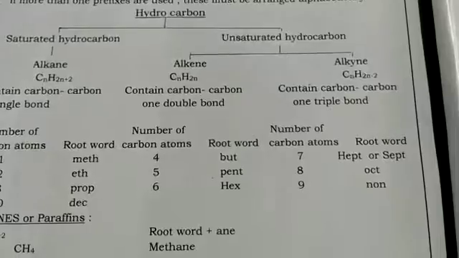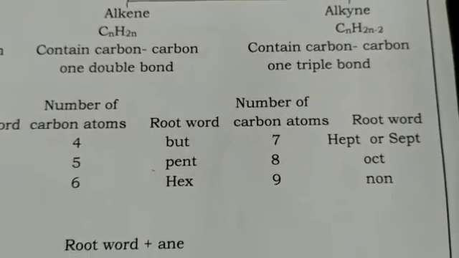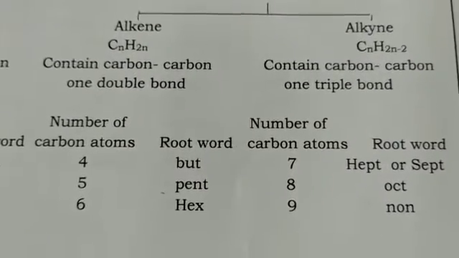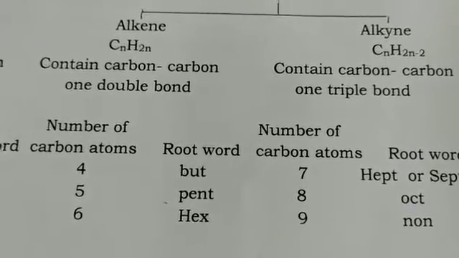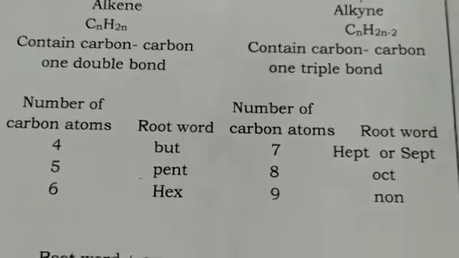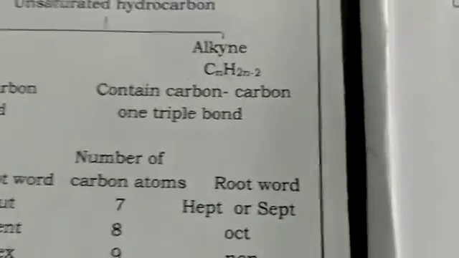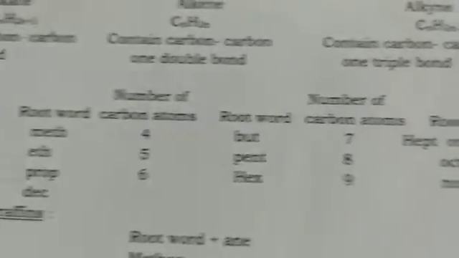That means a sigma bond. When we consider alkene, at least one carbon-carbon double bond should be present. Suppose alkadiene means 2 double bonds are present. The general formula is CnH2n. When we consider the alkyne, it contains one carbon-carbon triple bond.